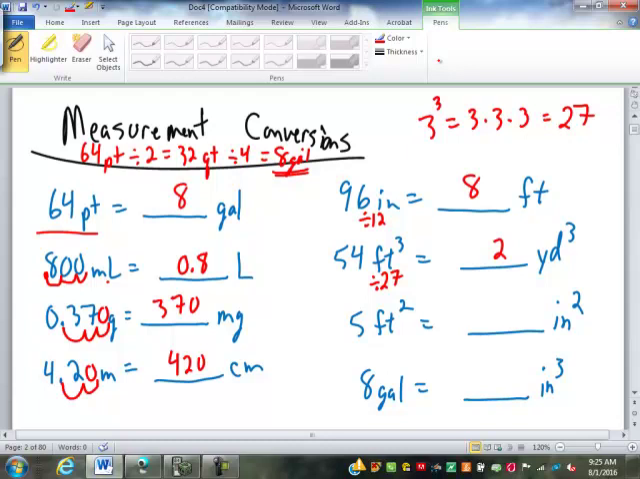So anyway, 5 square feet going into square inches. What'd you get? 720, that sounds right, because there are 144 square inches in 1 square foot. It's 12 squared. So 5 times 144 is 720.